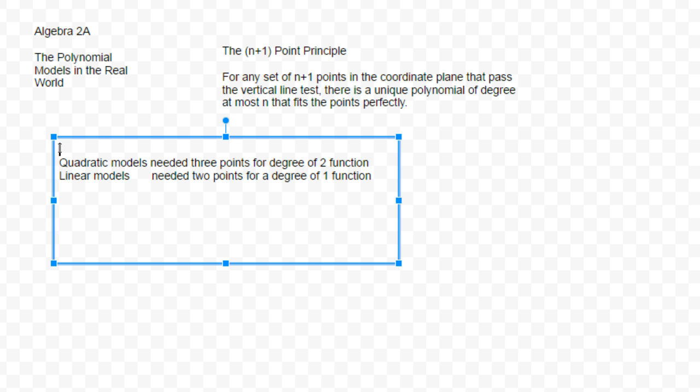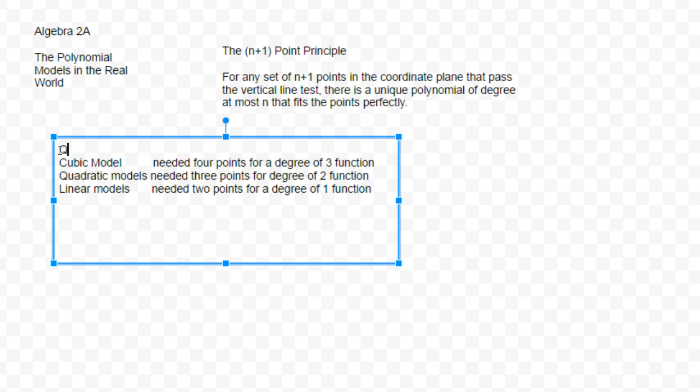So any polynomial, so for example a cubic model, they need 4 points for a degree of 3 function. Okay? And so on and so on. So if we keep going higher, so this would be a quartic model. You need 5 points for a degree of 4 function. Okay, and then so on and so on. So in other words, we're still going to be using the same model.